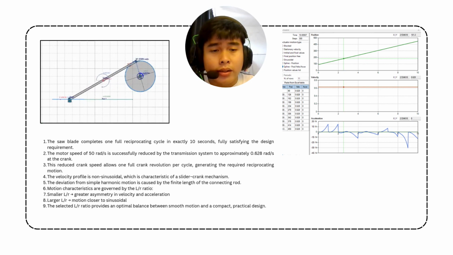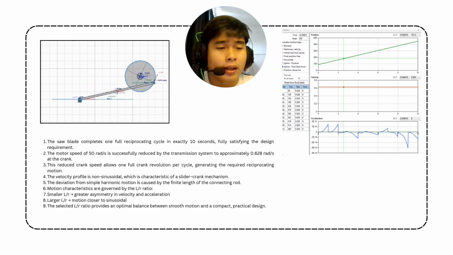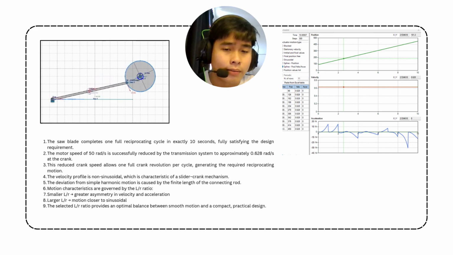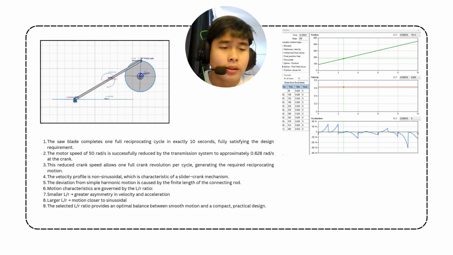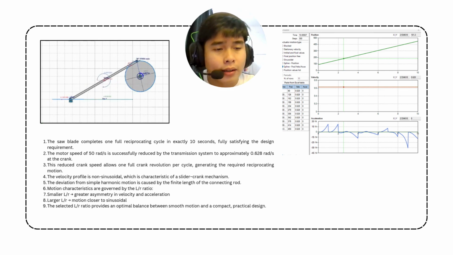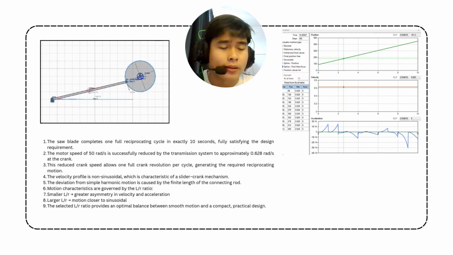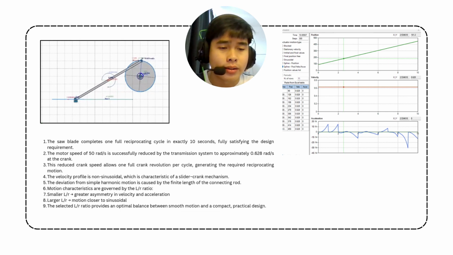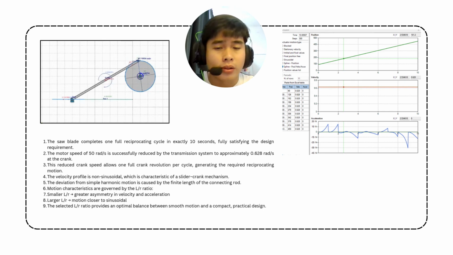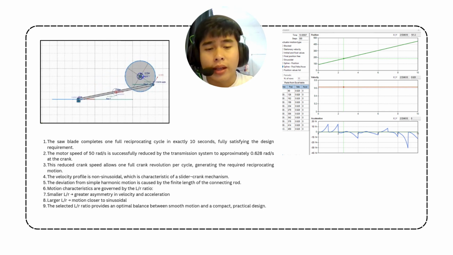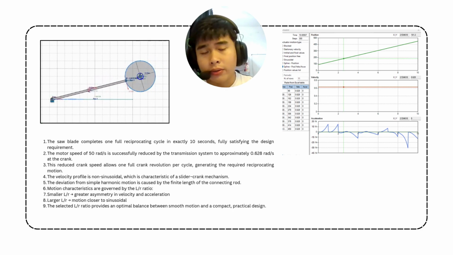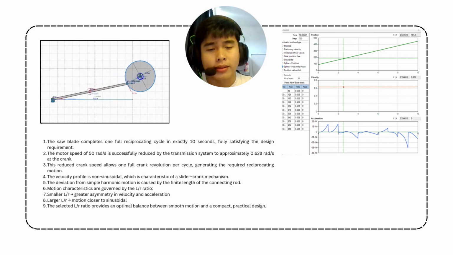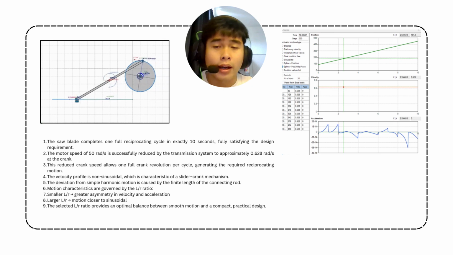The velocity profile is non-sinusoidal, which is expected for the slider crank mechanism. This deviation from simple harmonic motion occurs due to the finite length of the connecting rod. The motion behavior is governed by the L/R ratio. A smaller ratio increases asymmetry in velocity and acceleration, while a larger ratio results in motion closer to sinusoidal. The chosen L/R ratio achieves a balanced trade-off, providing subtle motion characteristics while keeping the mechanism compact and practical.